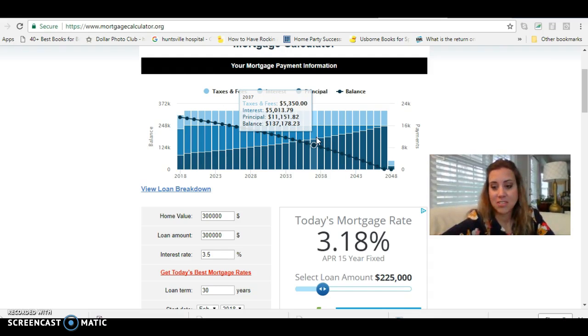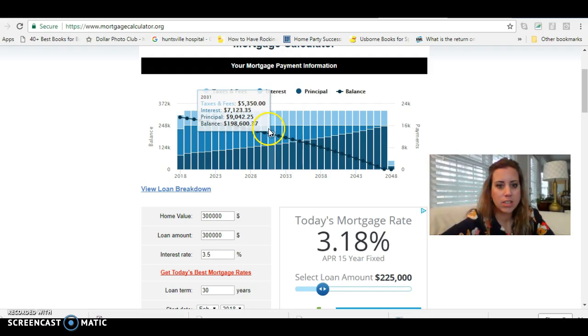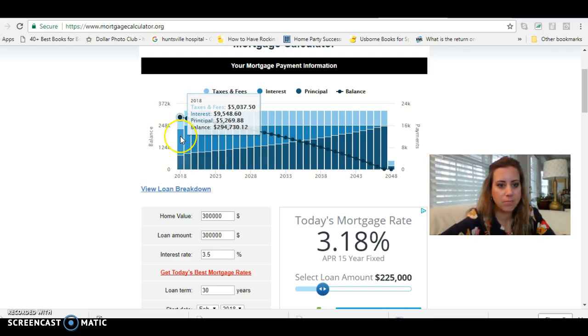But for the sake of this model, your interest, let's start at 2018. The amount of interest you pay your first year is $9,548. That means the money you never see again. The principal is $5,269, so that's what you pay yourself. And the balance is how much you owe after the first year.